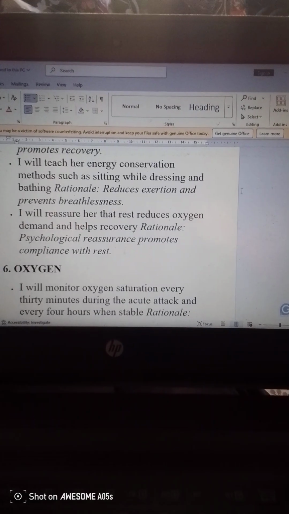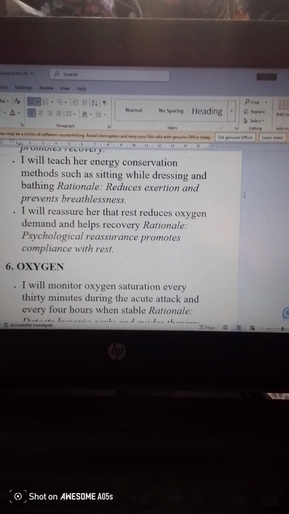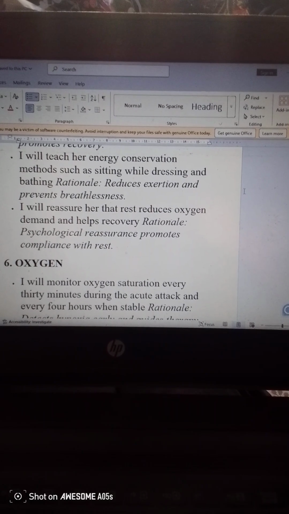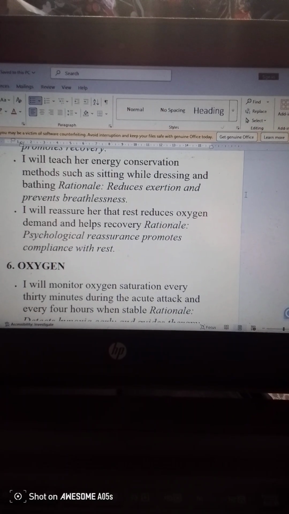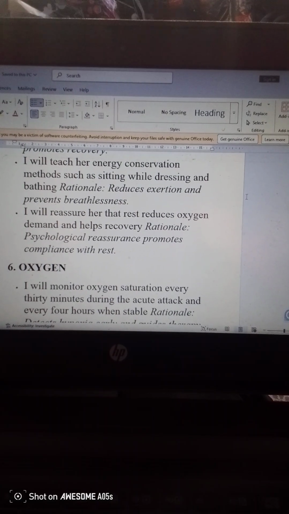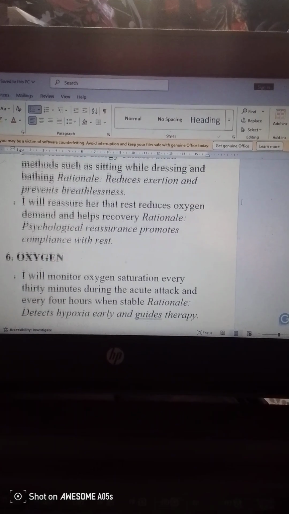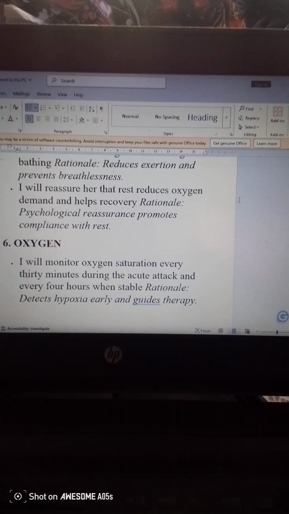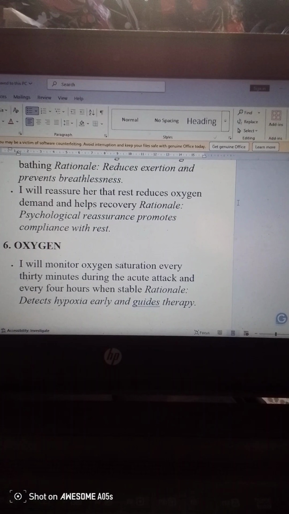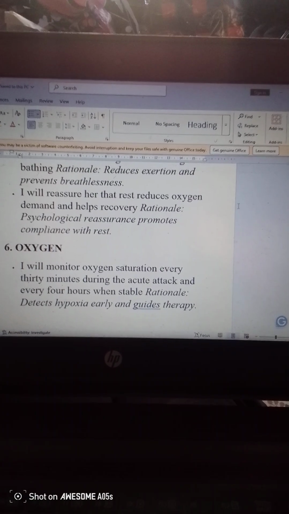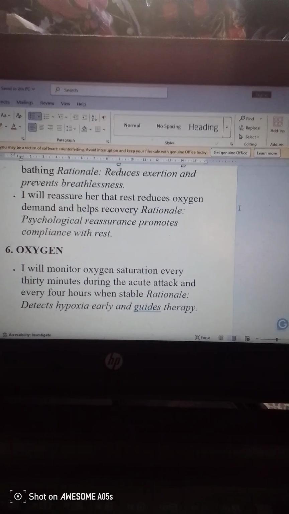The next thing that we're going to look at under rest is I will teach her energy conservation methods or techniques such as sitting while dressing and bathing. So the main rationale here is that this reduces exhaustion and also prevents breathlessness. The next point is I will reassure her that rest reduces oxygen demand and helps recovery. So our main rationale here is that psychological reassurance also promotes compliance with rest.